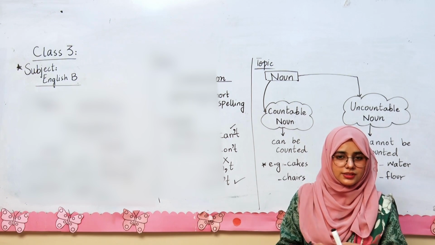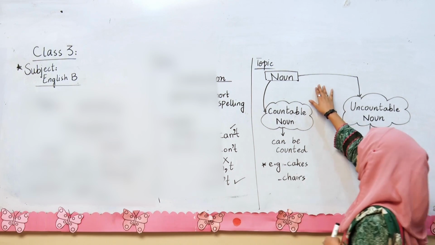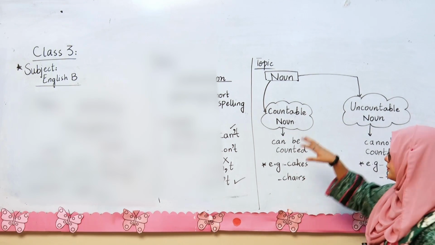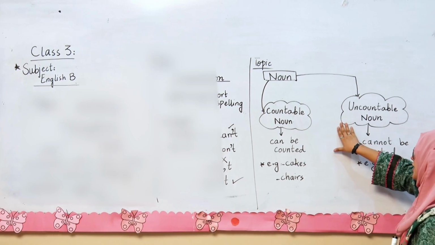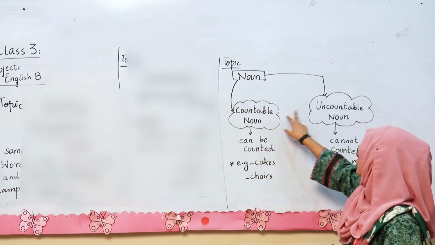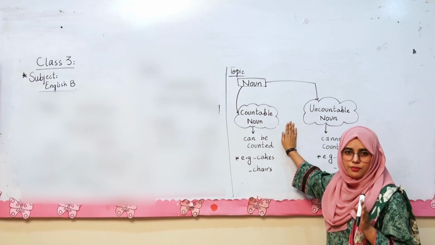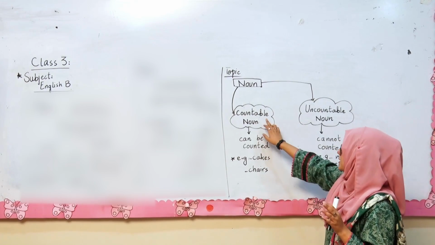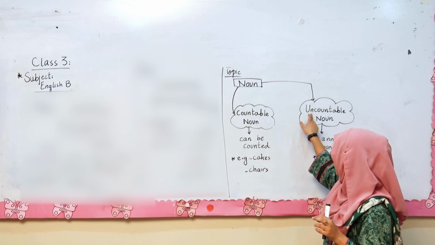The third thing that we have to discuss in this lecture is the form of nouns. These are countable and uncountable nouns. The word is self-explanatory. It shows that there are two types of the noun. The noun is the name of a person, place or thing. There are two types of noun. First is countable and then uncountable.